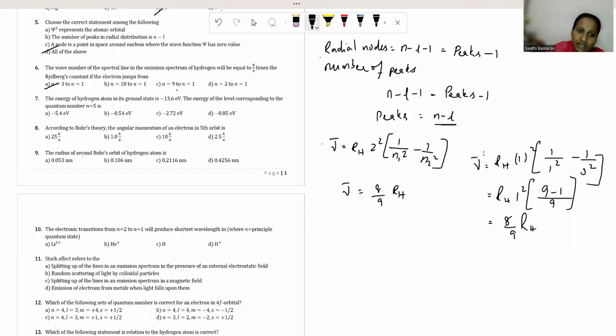Here 80 divided by 81 you will get. That is also wrong. And here basically you will get how much? 3 by 4 RH. So this is also wrong. Now coming to the seventh question. What is the seventh question, students?